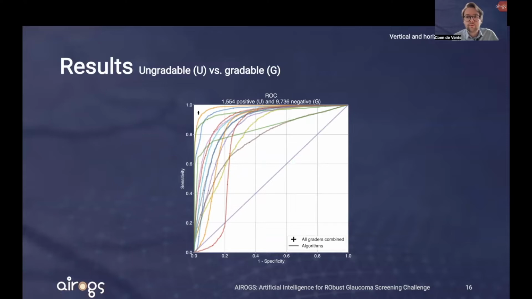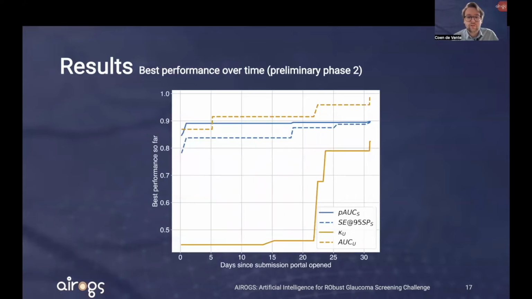Then here, another interesting thing to see is the best performance over time. So as you can see here on the x-axis, the number of days since the submission portal opened, and then the best performance up until that point. So as you can see, it seems that for the ungradability part, it took a bit longer to get in the high performance range than for the screening performance. And at the end, there was a big jump.